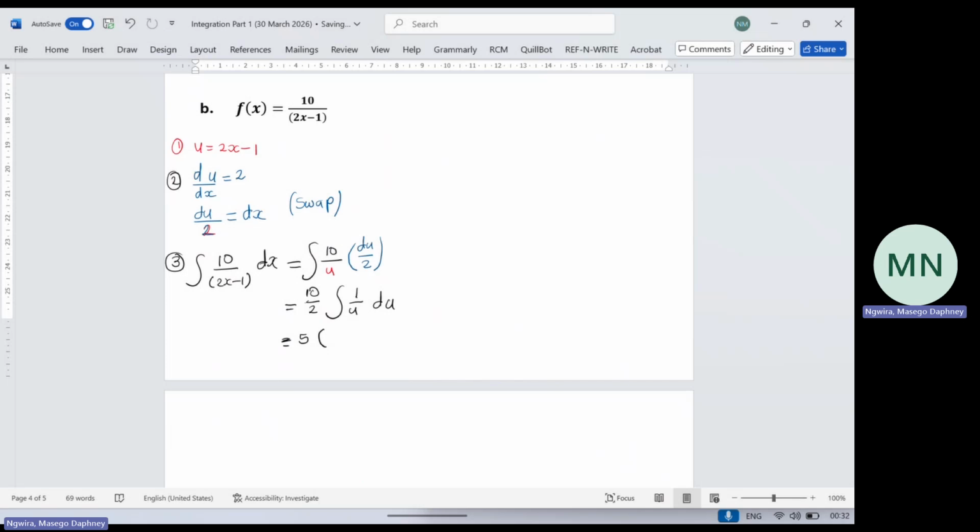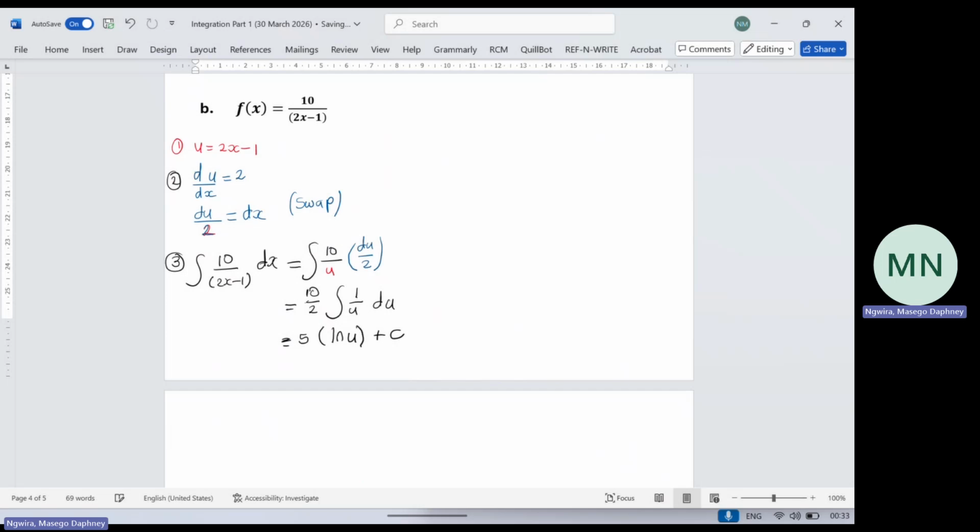So 1 over u, remember we said when we integrate this, it is going to be ln. Not ln x, ln u. Okay, ln u, and then plus c. Why is it ln u plus c? It's because there's going to be ln u.